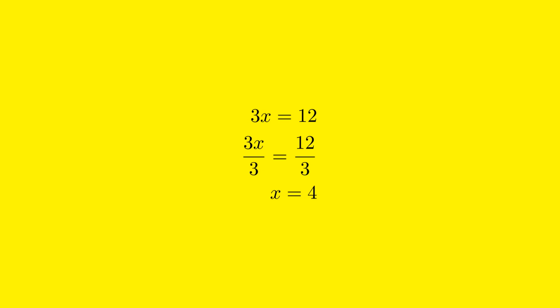We start by dividing the left side. 3x divided by 3 simplifies to x because any number divided by itself is 1, so 3 divided by 3 is 1, and 1 times x is just x. Now we must do the same division on the right side. 12 divided by 3 equals 4. After doing this division, our new equation is x equals 4. This is the simplified and final form of the equation. We have successfully isolated x and found that x equals 4.